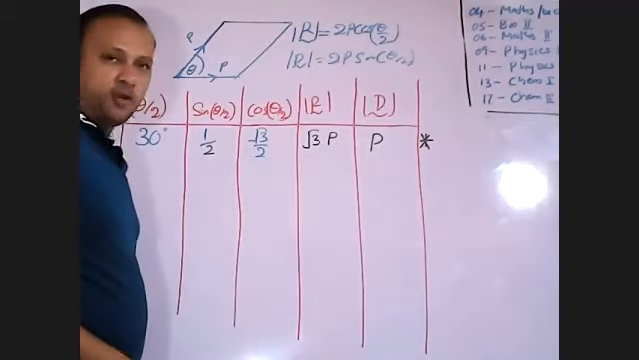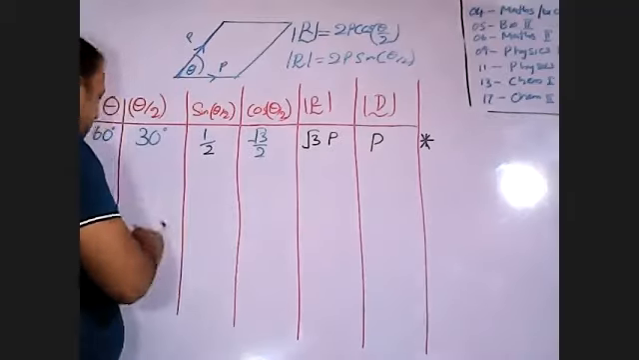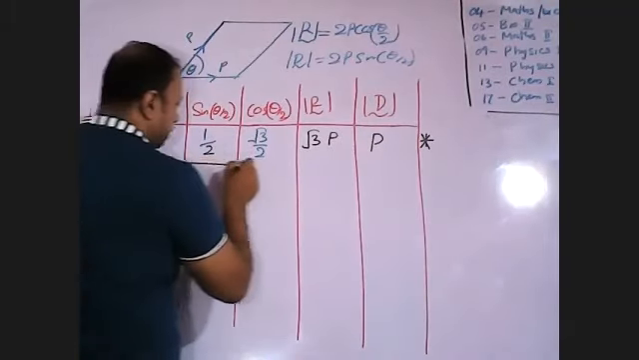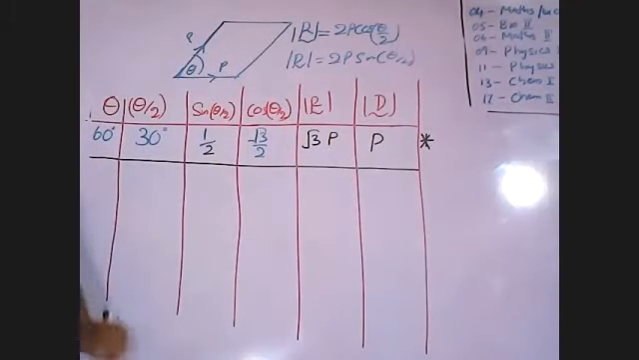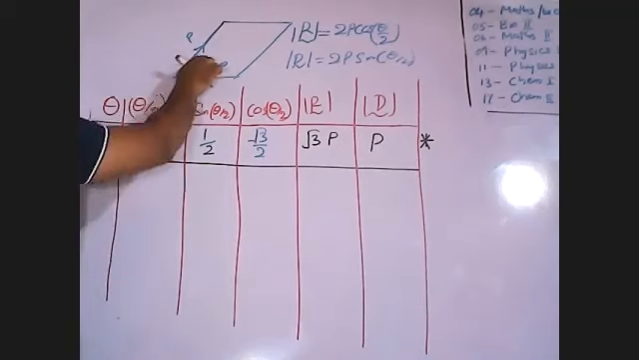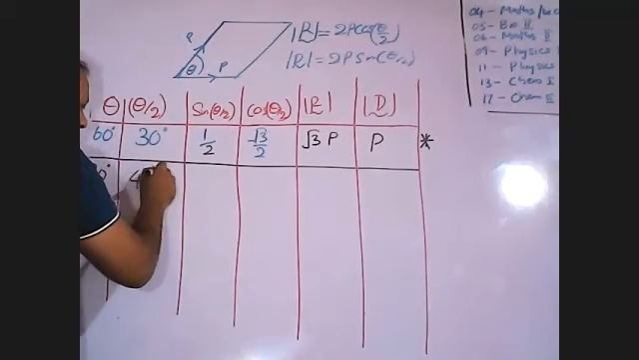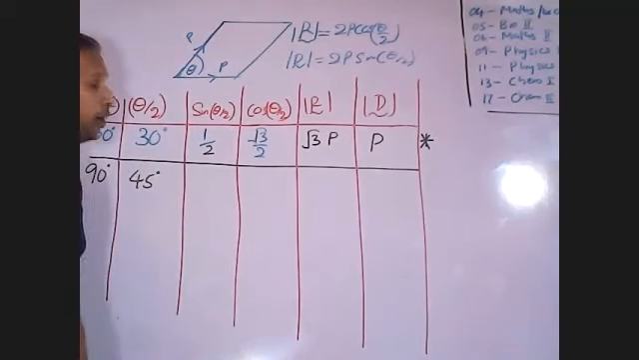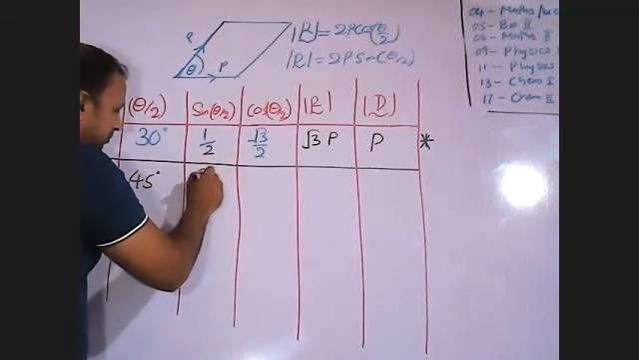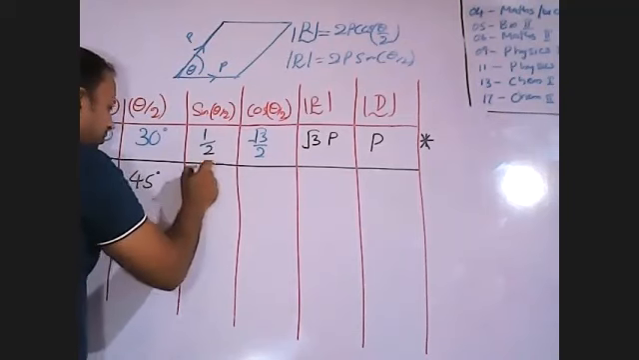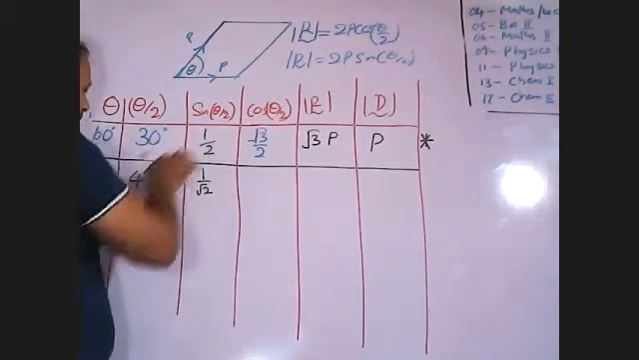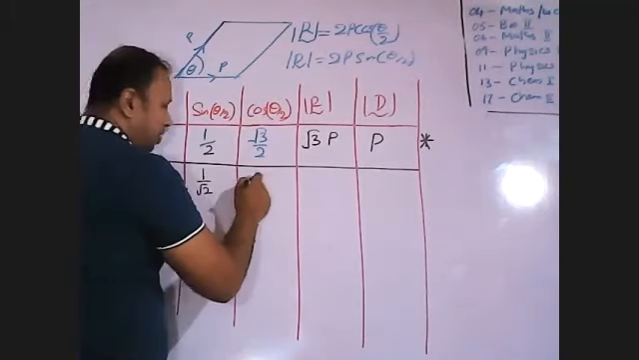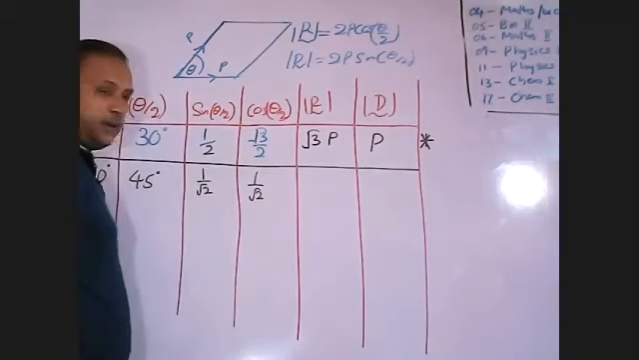That is a very important thing. You have to remember that. It is very important. That's why I put a star mark here. Then 90. If theta is 90, theta over 2 means 45. Then sin theta over 2 means sin 45, which is 1 over root 2. Cos theta over 2 means cos 45. That is also 1 over root 2.